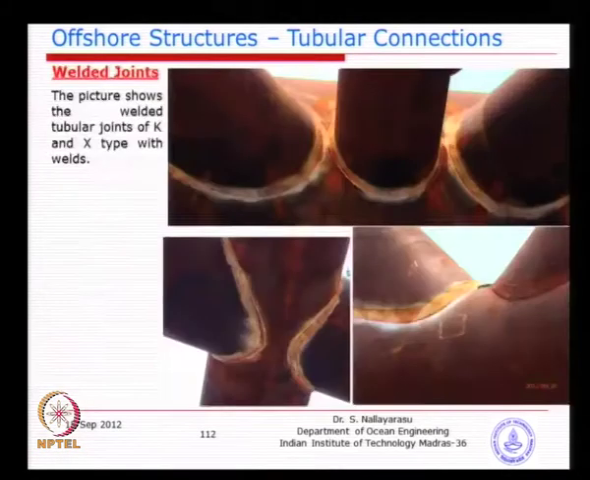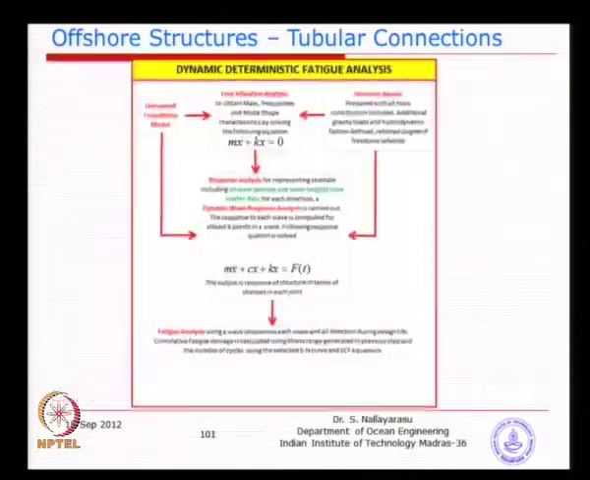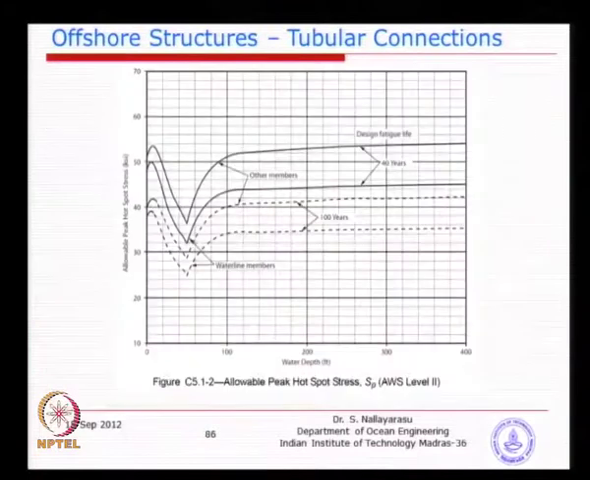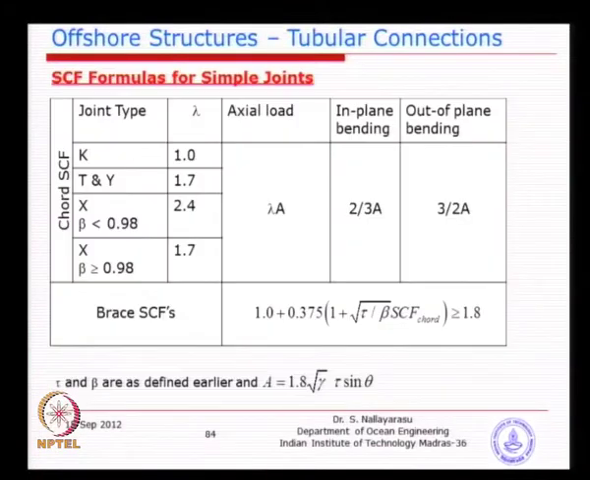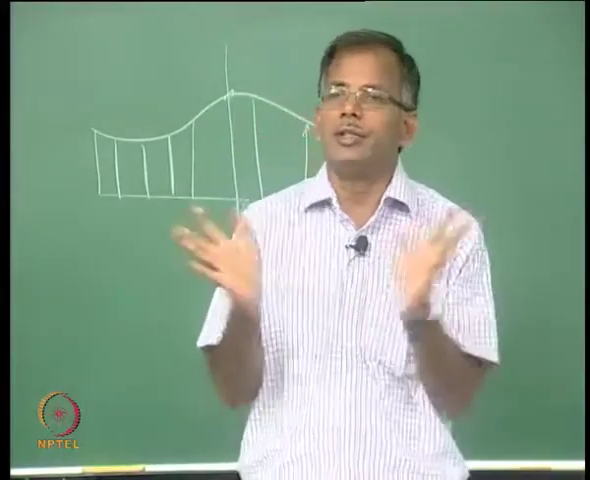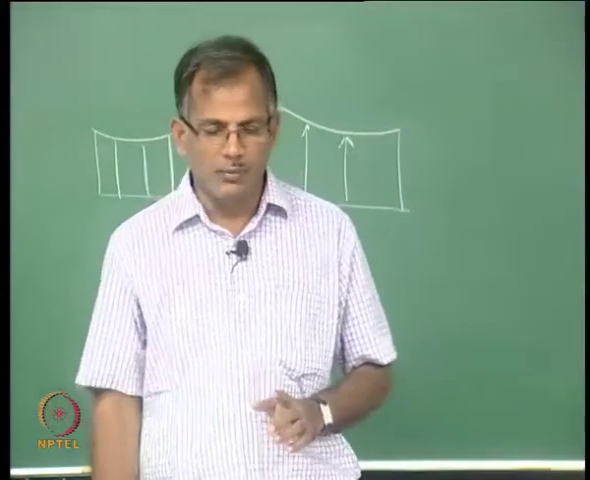So, let us go back to the table. If I just go back 1 minute, the simplified one, if you look here, there was only a difference between chord and brace, but there was no difference between a saddle point and the crown point. The stress concentration factor given here is just taken as one single value for the brace side.